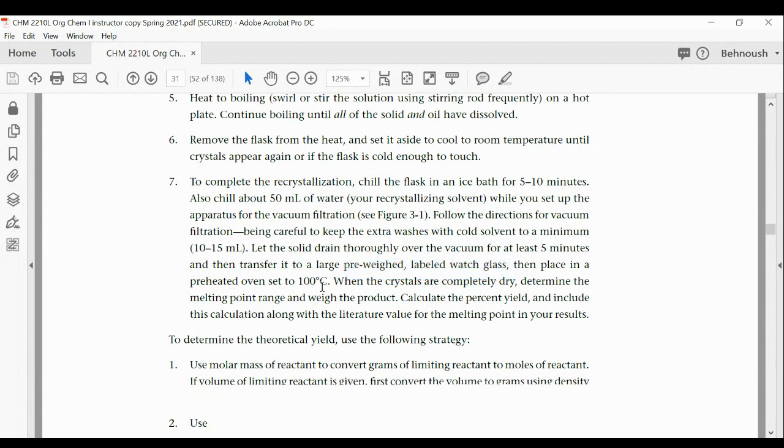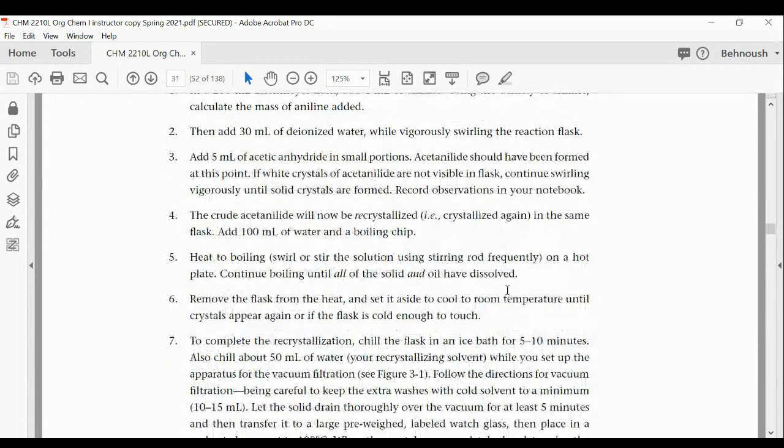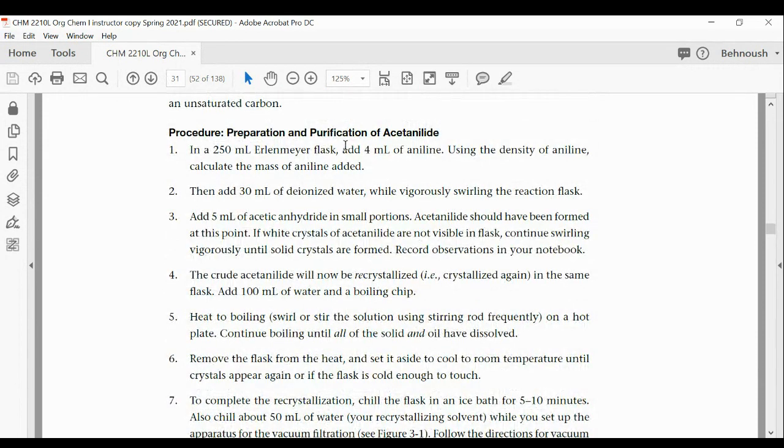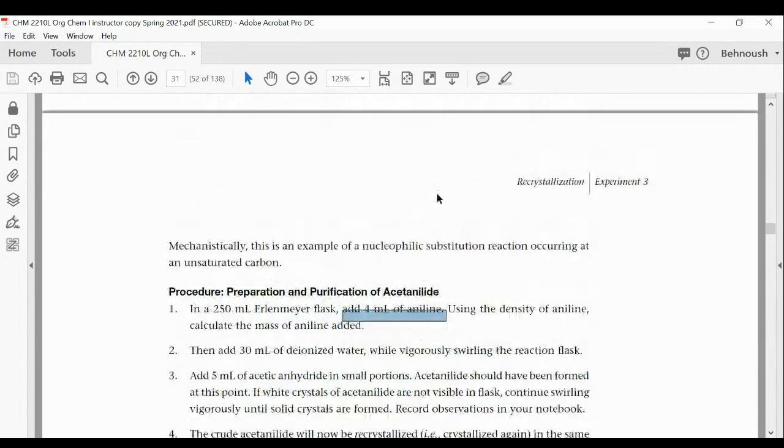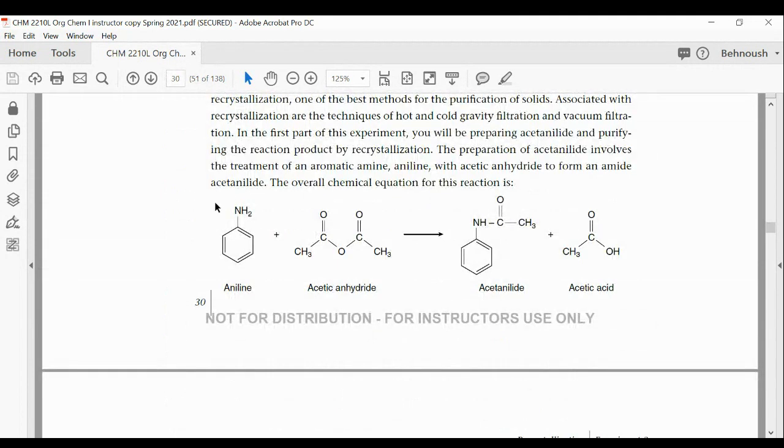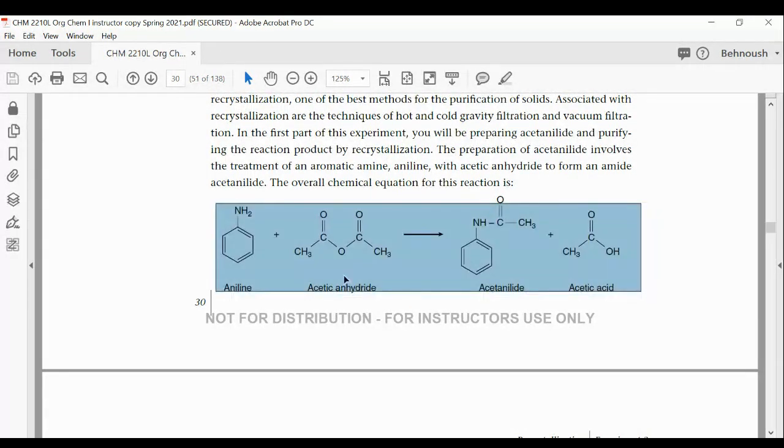Place in the preheated oven. When the crystals are completely dry, determine the melting point and the weight. So if you're determining the melting point and the weight, those are your data that come from this procedure. Okay. Then you want to calculate the percent yield. In order to calculate percent yield, you need to have the mass of the reactant. So that makes this formula important because that's your reactant. The calculation for percent yield is based on this chemical reaction. You have your reactant, you have your products.